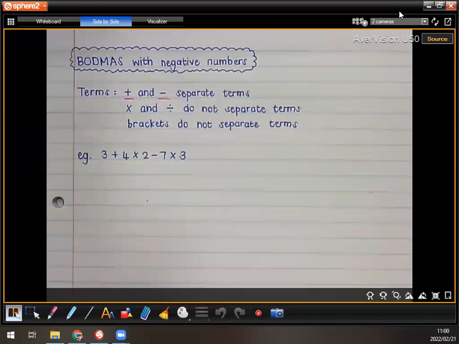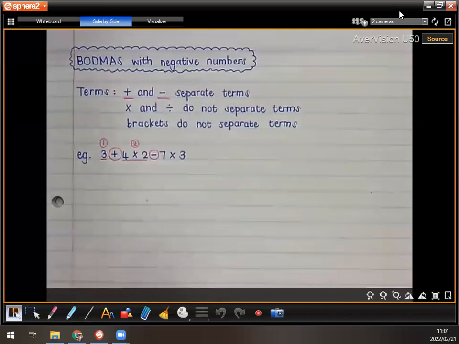For example, I'm going to write down an example here. 3 plus 4 times 2 minus 7 times 3. You see that you're copying that down correctly? That is the first question on your worksheet. Okay, so we're going to do examples now with brackets.